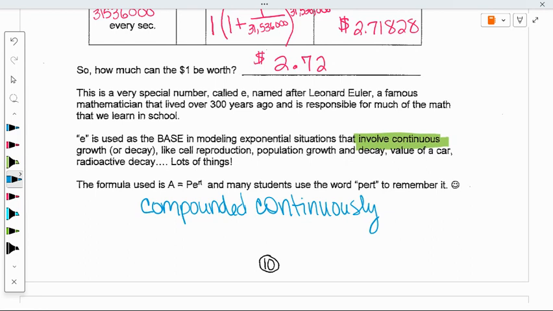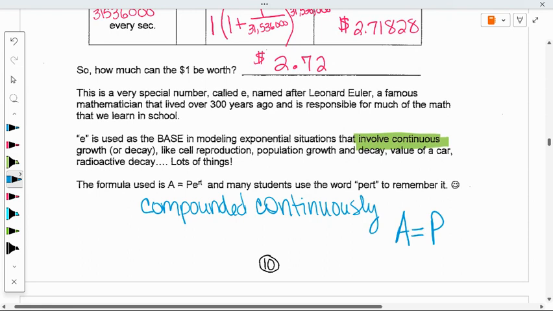So the formula that we use for continuous compounding is A equals P, which is your principal, times e, Euler's number, to the r times t power. Okay?